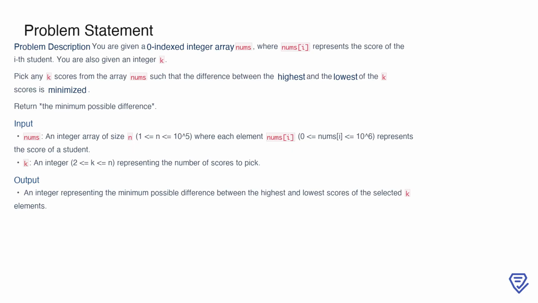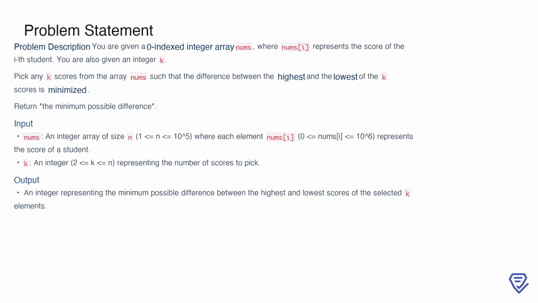In this problem, you're given a zero-indexed array called nums, where each element represents the score of a student. Along with this, you're also given an integer k. Your goal is to select exactly k scores from this array in such a way that the difference between the highest score and the lowest score among the selected k scores is as small as possible. The task is to return this minimum possible difference.